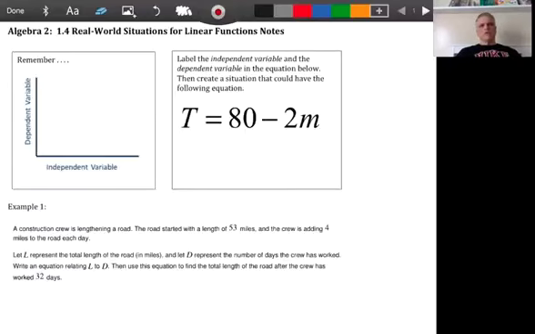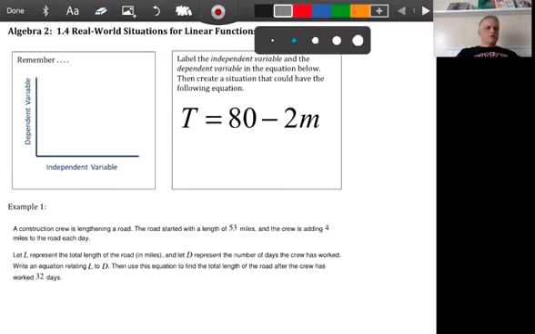Algebra 2, Unit 1, Day 4. We are going to take linear functions and bring them into real-world application. So here we go with your note sheet.